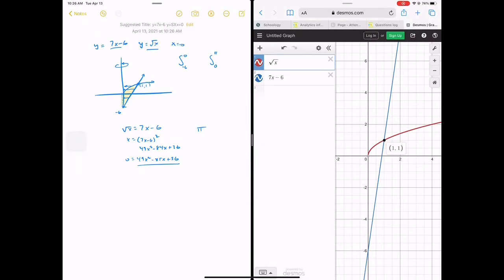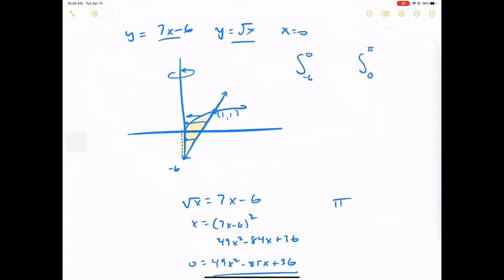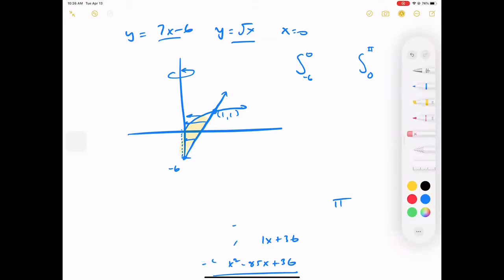Let's see what happens for my version. If I did my washer method, this would be harder. So instead, let's just go ahead and do our shell method. Now, with the shell method, we don't have to change x's to y's or y's to x's. We just take it as it is. And I'm going to draw a cylinder here.